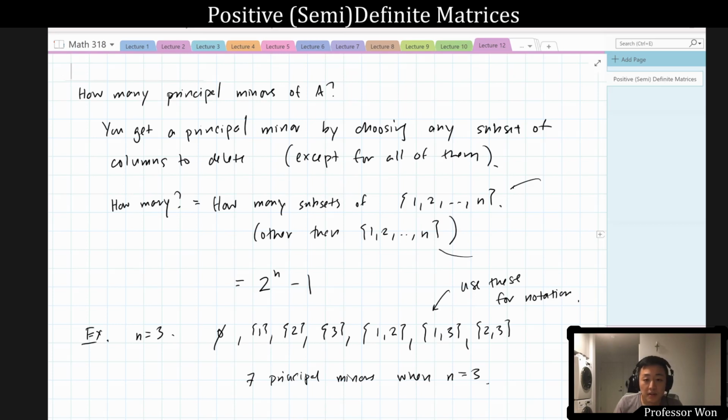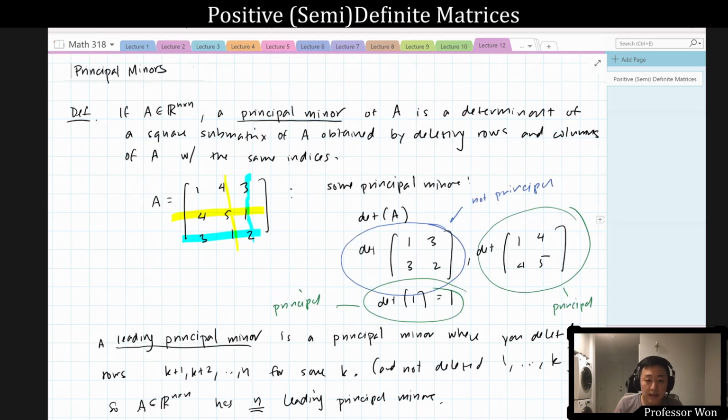We also saw the leading principal minors, and those are the principal minors where you only deleted the stuff at the end. There are, of course, n of those, because you could delete nothing, delete just the last row, just the last 2 rows, just the last 3, and so on, up to deleting all but one of them. So that gives you n possible leading principal minors. Today we're going to see that this is related to a way to understand positive semi-definite and positive definite matrices.